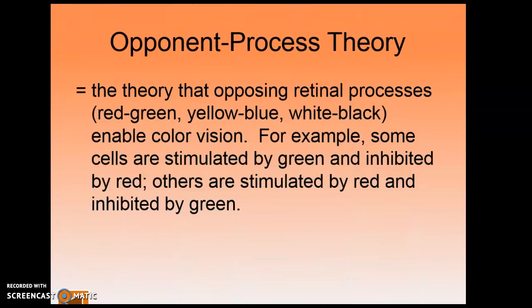Three sets of opponent retinal processes, red-green, yellow-blue, and white-black, enable color vision. In the retina and in the thalamus, where impulses from the retina are relayed en route to the visual cortex, some neurons are turned on by red, but turned off by green. Others are turned on by green, but off by red. Like red and green marbles sent down a narrow tube, red and green messages cannot both travel at once, so we do not experience a reddish green. Red and green are thus opponents. But red and blue travel in separate channels, so we can see a reddish blue, like a magenta color.